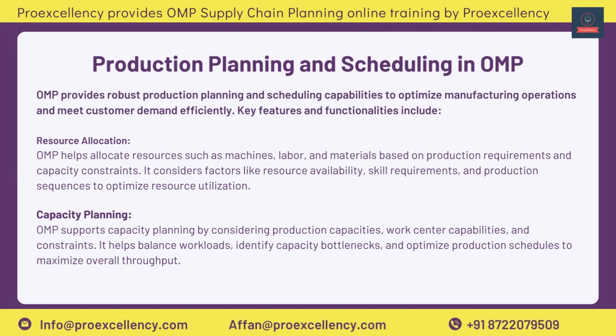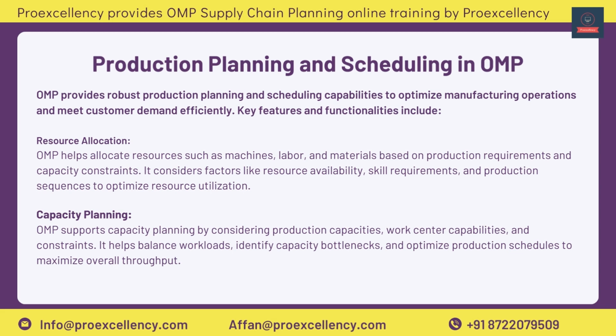Production planning and scheduling in OMP. OMP provides robust production planning and scheduling capabilities to optimize manufacturing operations and meet customer demand efficiently. Key features and functionalities include resource allocation. OMP helps allocate resources such as machines, labor, and materials based on production requirements and capacity constraints. It considers factors like resource availability, skill requirements, and production sequences to optimize resource utilization.